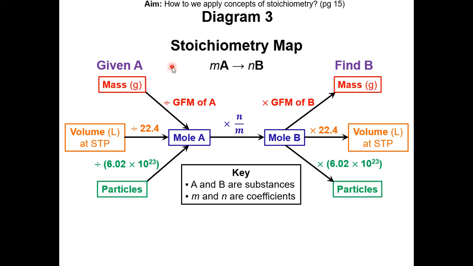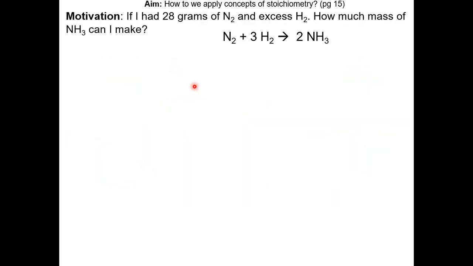In this lesson, I'll show you how to use all three diagrams. From the motivation, I'll show you how to use the 3 plus method and use diagram 3. If I have 28 grams of N2 and excess H2, how much mass of NH3 can I make?